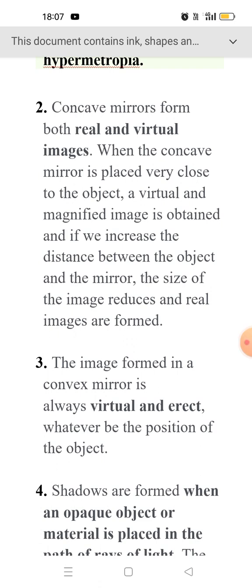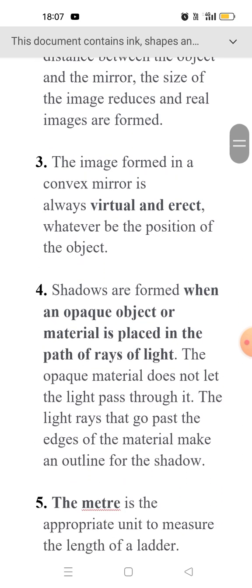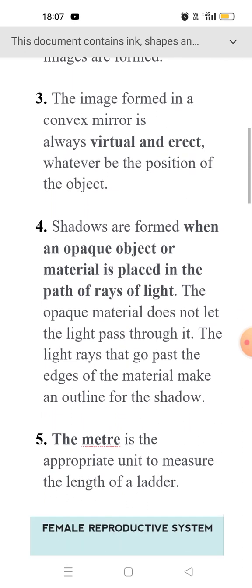In the case of a concave mirror, when the mirror is placed very close to the object, a virtual and magnified image is obtained. Okay, and if we increase the distance between the object and the mirror, the size of the image reduces and a real image is formed. You just have to learn these points: when we bring the object close to the concave mirror, the image formed is virtual, otherwise it forms a real image. And in the case of a convex mirror, it is always a virtual and erect image. Okay, so learn these points.